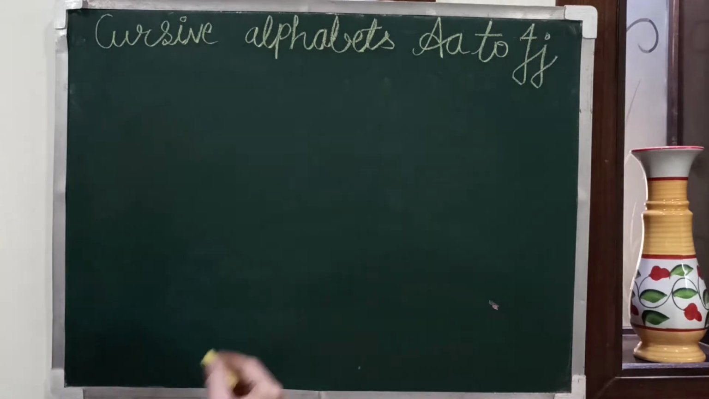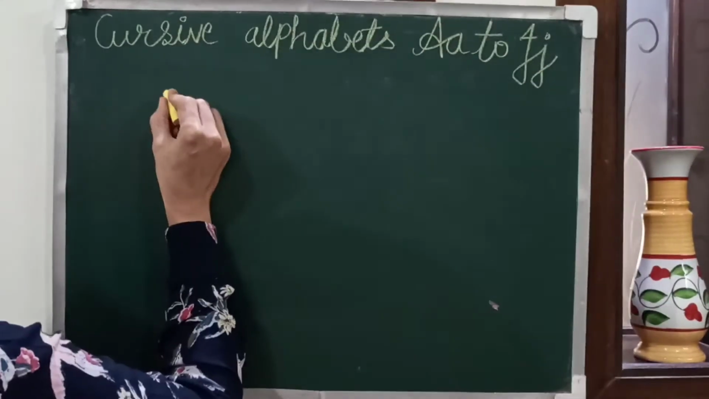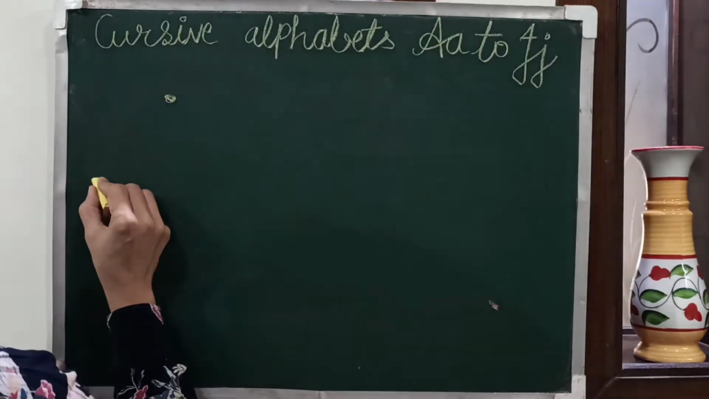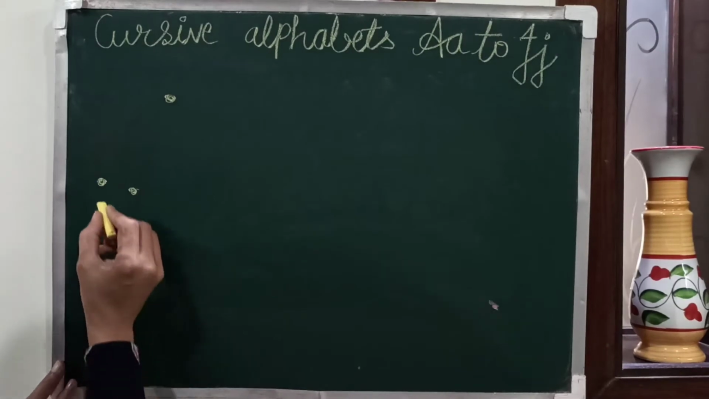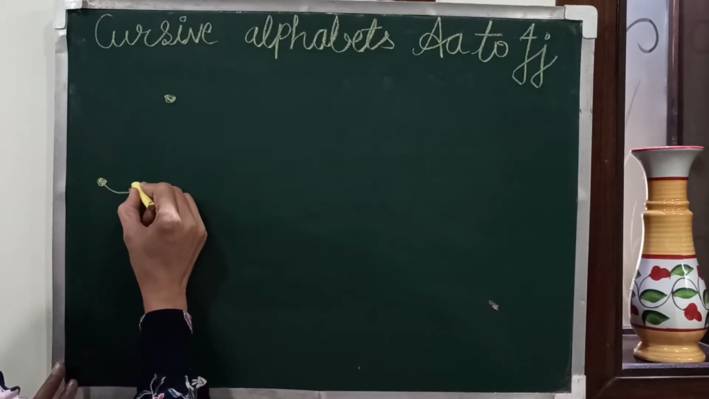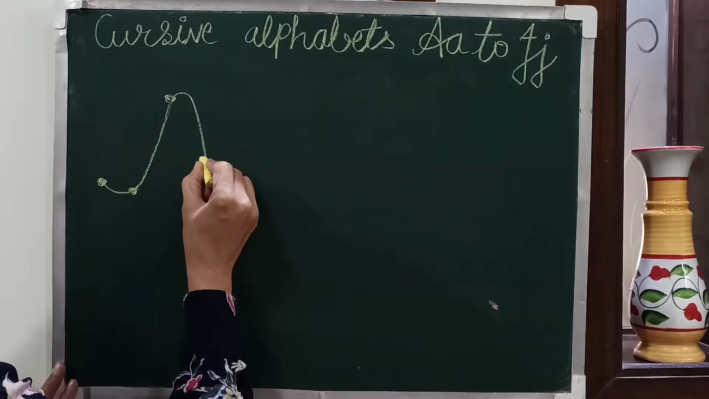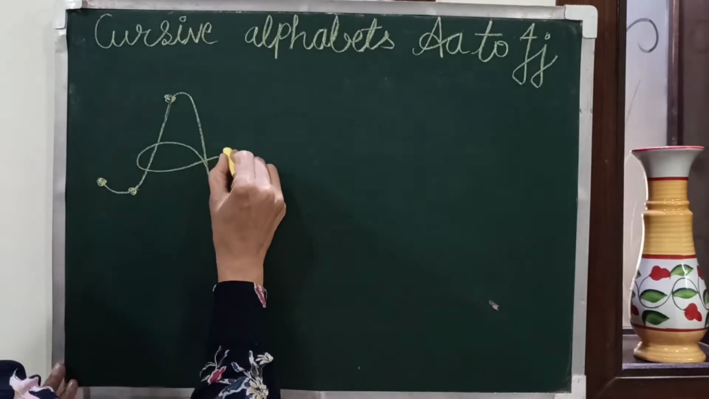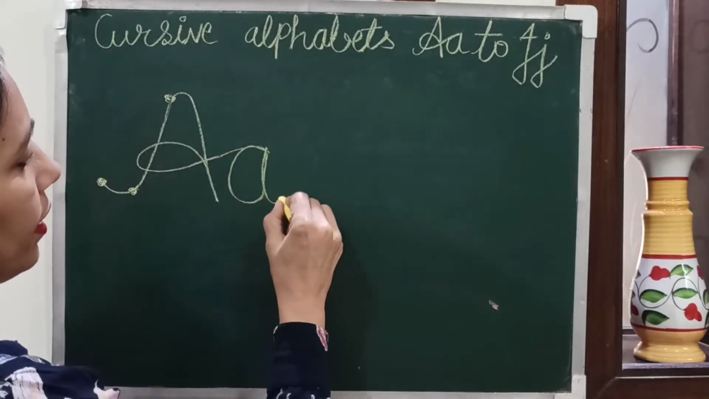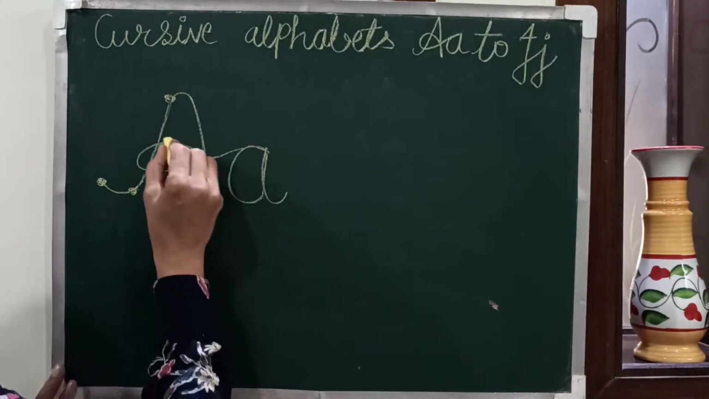So let's practice cursive alphabet A to J. For alphabet A, give dots 1, 2 and 3. 3 dots like this. Starting from this dot, a little curve, go up, come down and a curve here. Now make a C like this. This is the proper way of making cursive alphabet A.